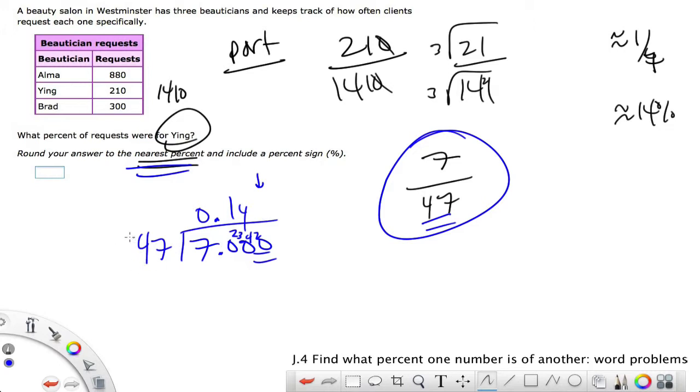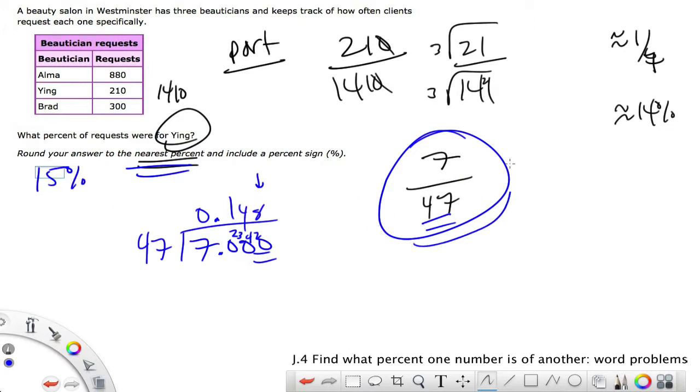But if we really want to know the true answer here, say, well, this is close to 50, so it goes in at least 8 times, and 8 would be 320, plus 56 for 376, which would give us just enough. So that sure enough rounds up to 15%.